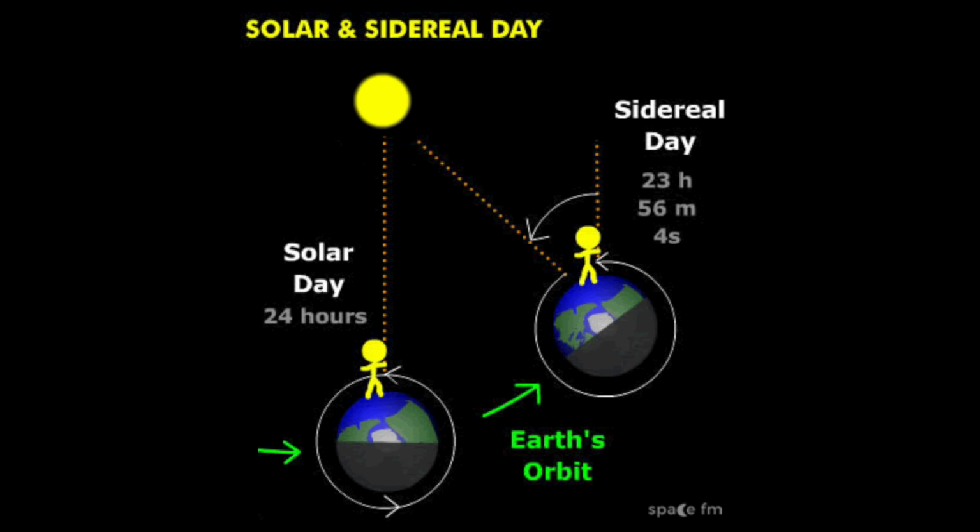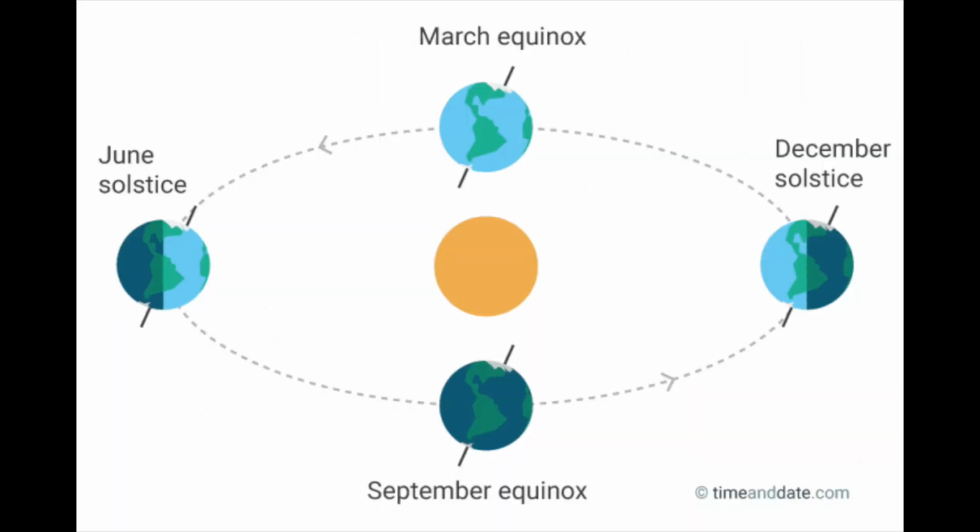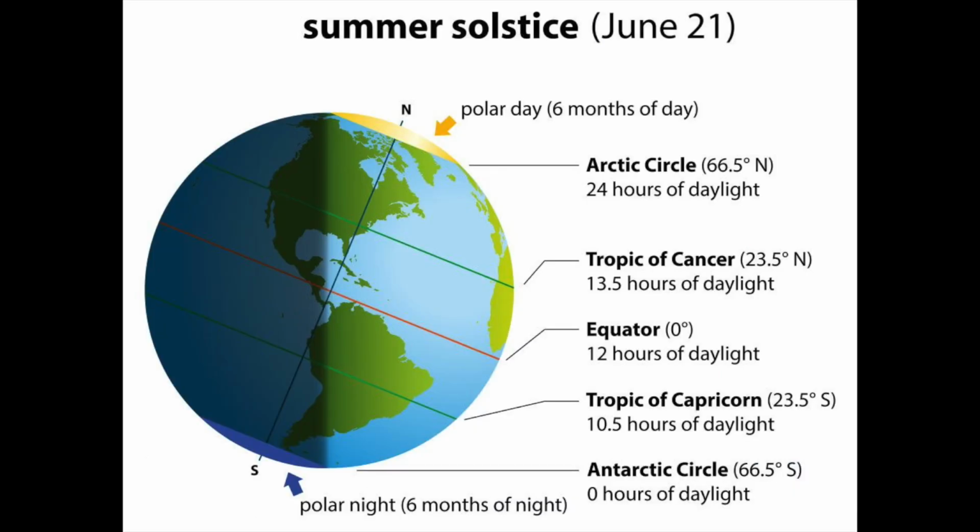Right, and you should know the dates for the equinoxes and the solstices. So the winter solstice, December 21st, and the spring equinox, March 21st, and the summer solstice is June the 21st. Okay, and the autumnal equinox, September the 23rd.